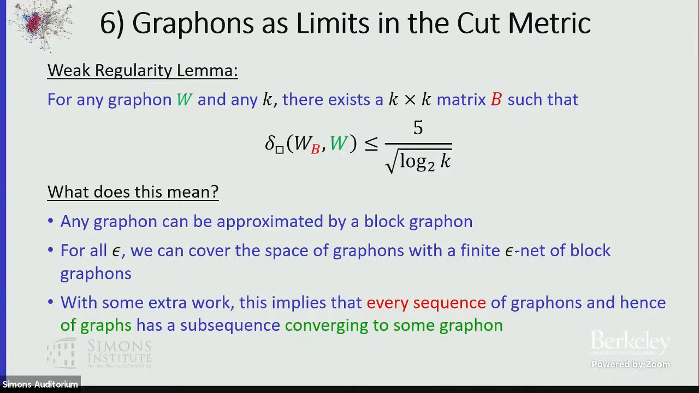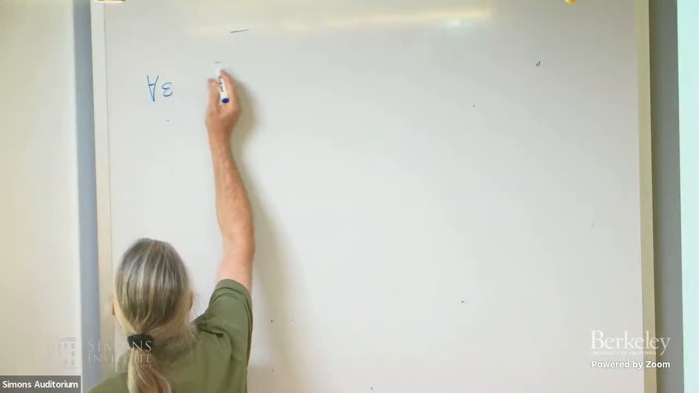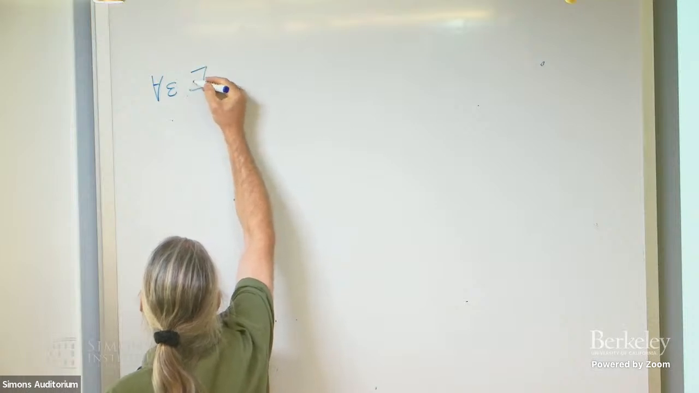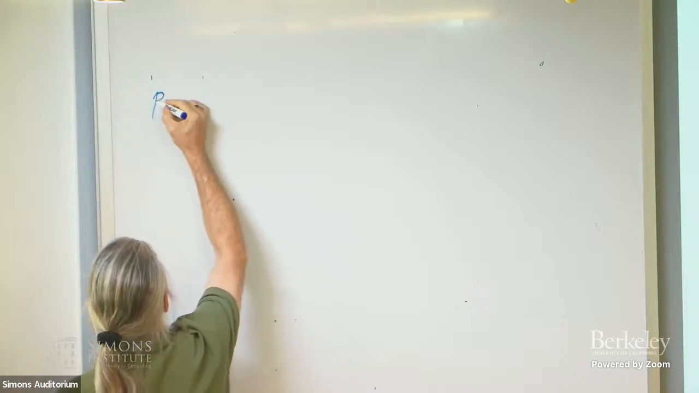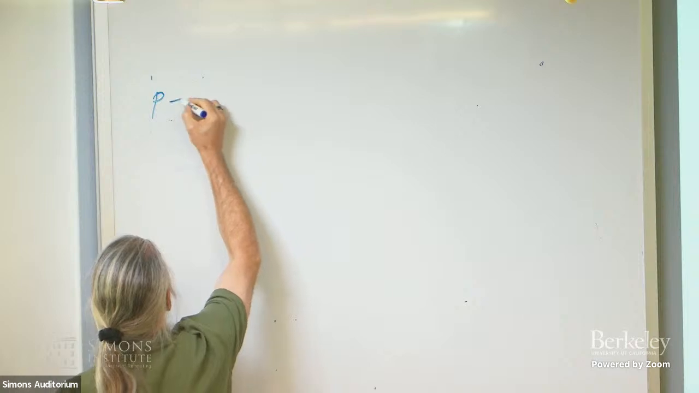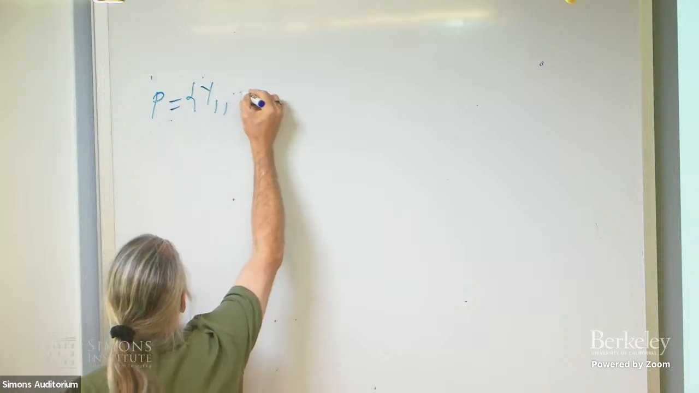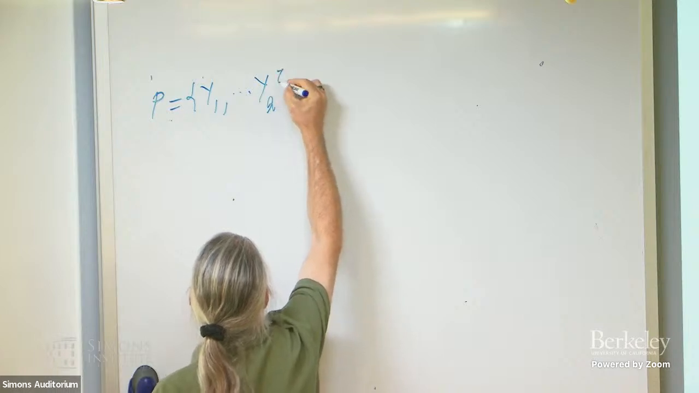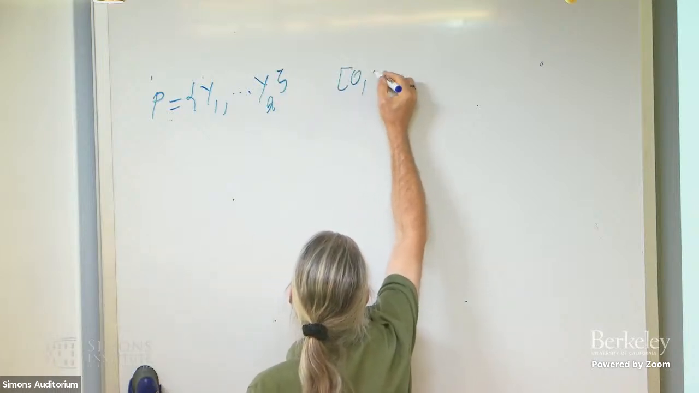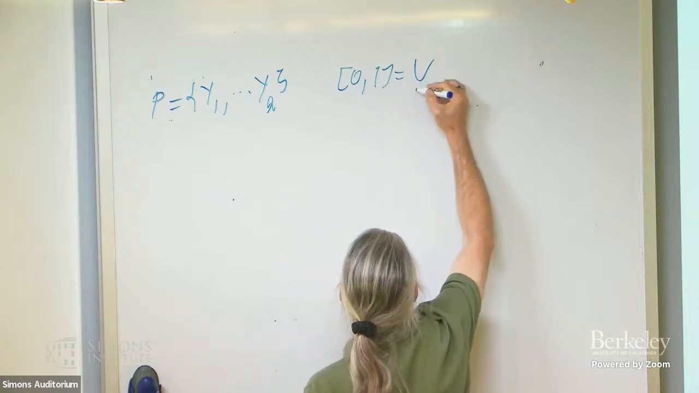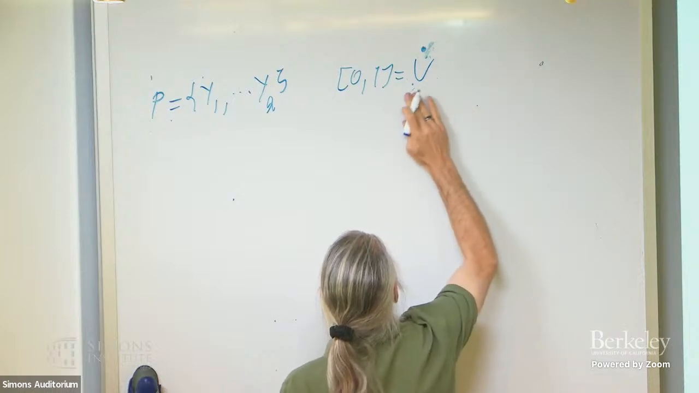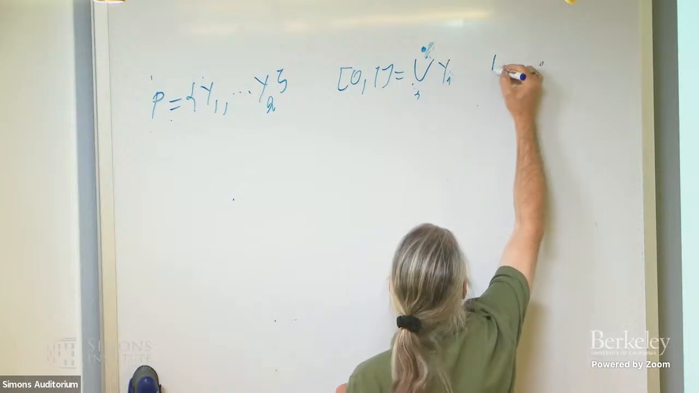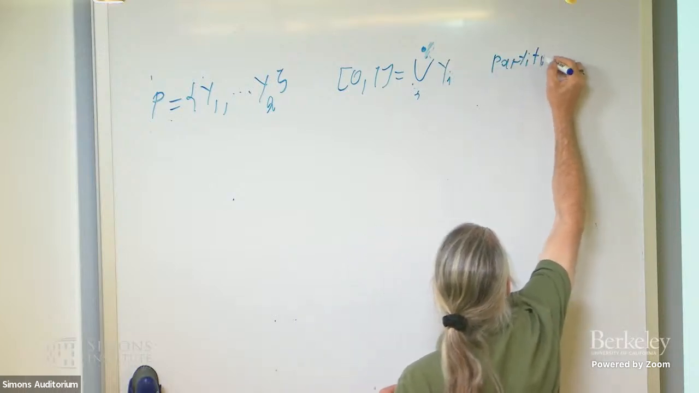Okay. So epsilon, and for all, I need a definition. Okay, so a partition of [0,1]. So I have some collection of subsets. If [0,1] is a disjoint union of these, this is called a partition. Okay.